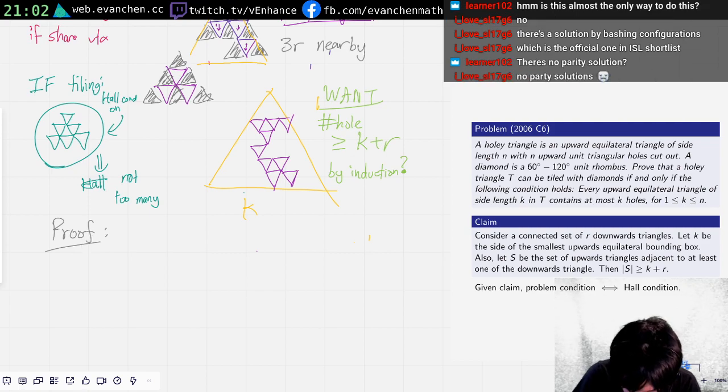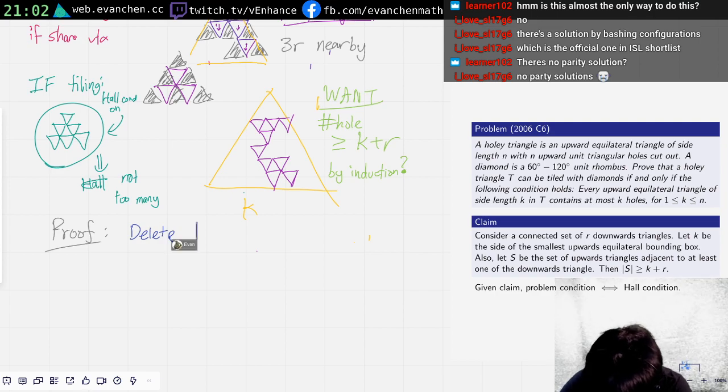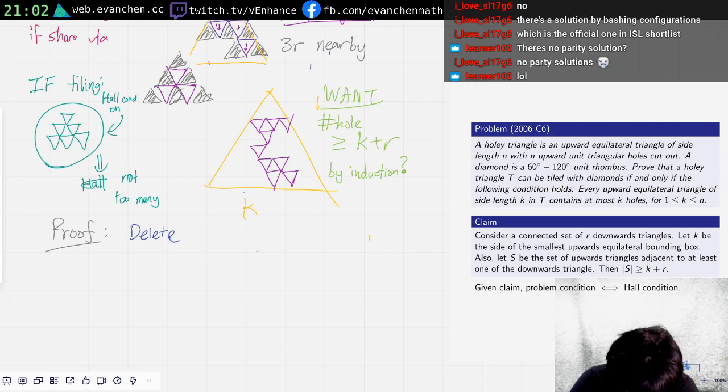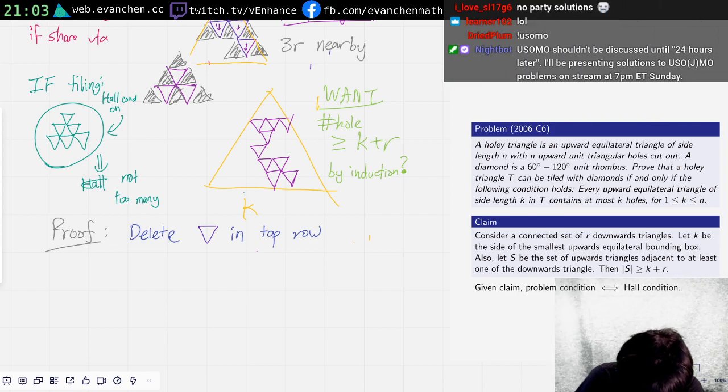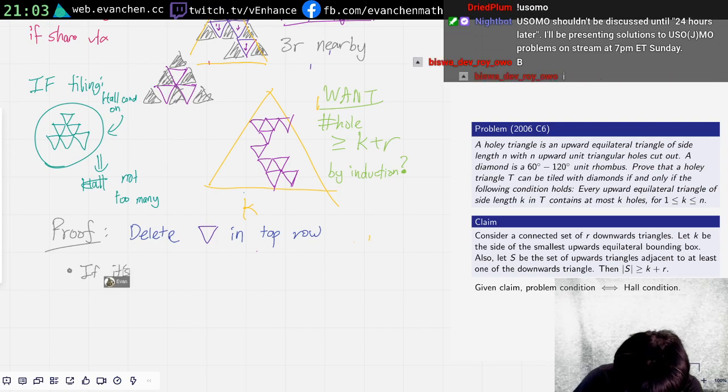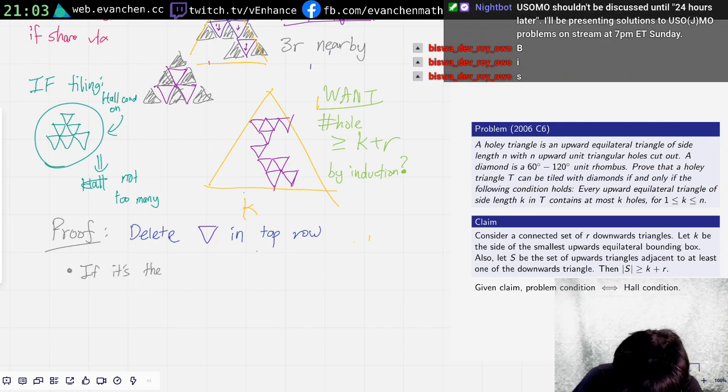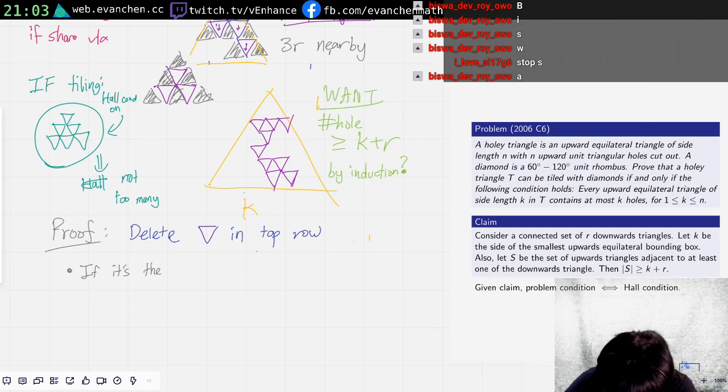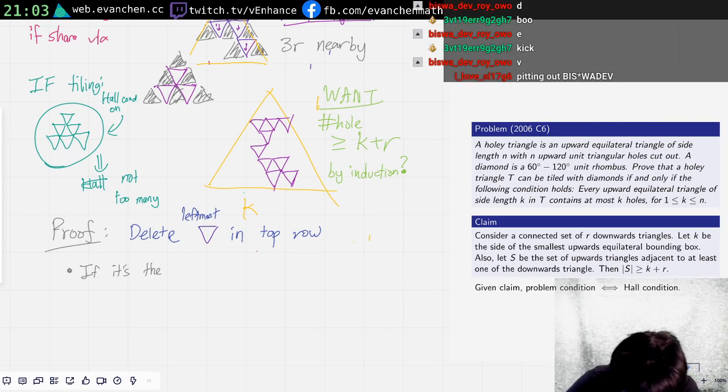And what we're going to do is I'm just going to say delete a triangle, or downwards triangle, in the top row. And then there's two cases. Let me do it this way. Let's say delete the leftmost down triangle in the top row. So in that case, in our picture, it'd be this guy here.